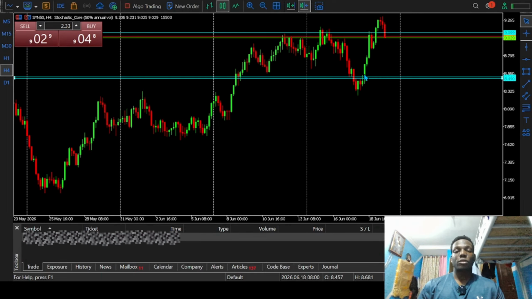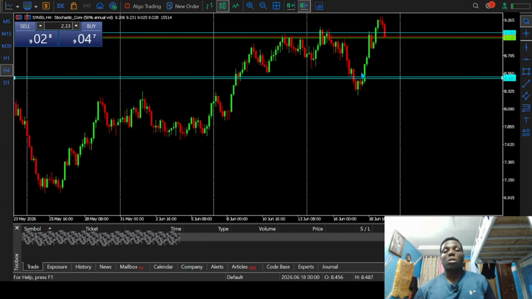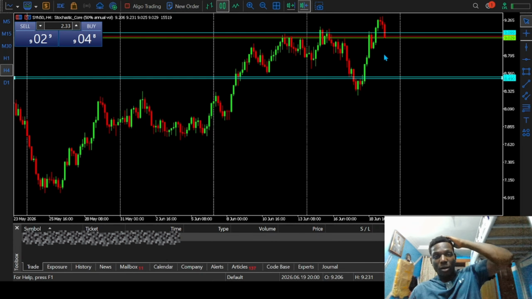I didn't even see the break of structure on time, and I saw the break of structure when this candle was already getting bigger, like way big and mature. So I did not close any. What I was thinking was that probably the market wanted to reverse from here, filling this fair value gap.